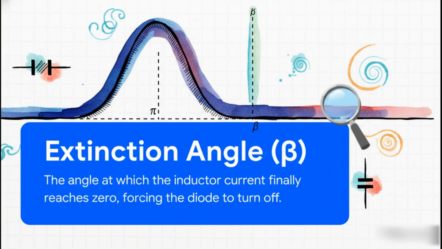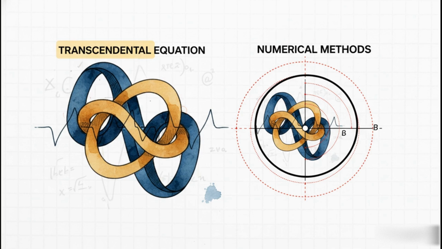That exact moment, the angle where the current finally trickles down to zero and the diode can finally shut off, we call that the extinction angle, and we use the Greek letter beta to represent it. And this is exactly why we called this an analytical gym. To find that one little point, beta, there's no simple algebra you can do. The equation describing that current involves sines and exponentials all mixed together. It's what mathematicians call a transcendental equation.